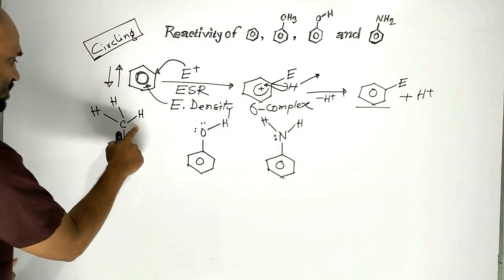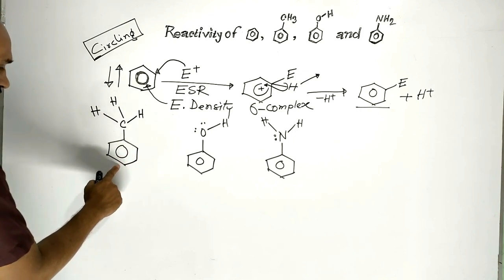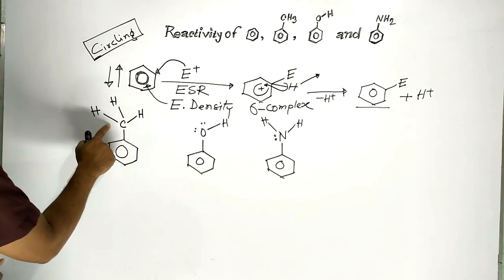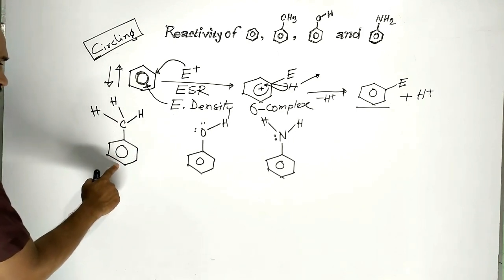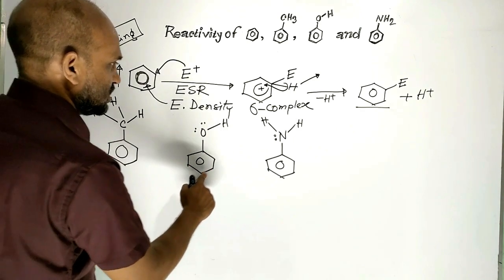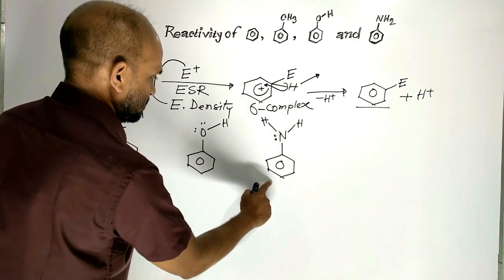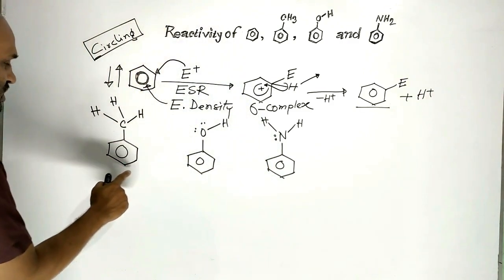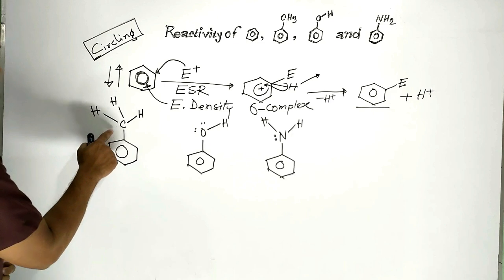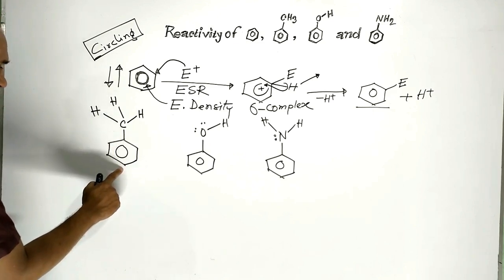All these groups are electron donating groups to the benzene ring. That is, methyl group is benzene ring activating group, hydroxyl group is benzene ring activating group, and amino group is benzene ring activating group. But which one is more reactive? Which group activates benzene ring to the maximum? That will be the more reactive compound here.